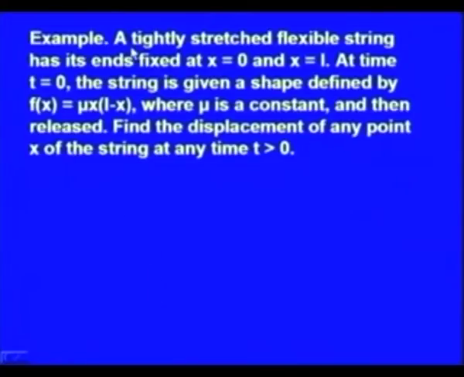Let us look at another example of a tightly stretched flexible string, which has its ends fixed at x equal to 0 and x equal to L, and at time t equal to 0 the string is given a shape defined by the function f(x) equal to mu into x into L minus x, where mu is a constant, and then released. Find the displacement of any point x of the string and at any time t greater than 0.